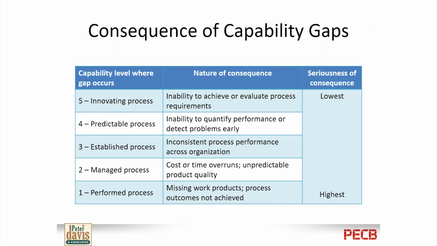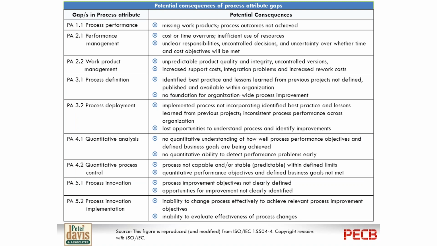So in the furthest left, you can see that there's our capability levels from perform process all the way up to innovating. I didn't put incomplete process because that would be the highest. But you can see that the seriousness of consequence goes down as we go up. So it's the highest when it's only perform, and it's the lowest when we have innovating. And you can see some nature of the consequence in the middle. But here's a more comprehensive list that came from the ISO 15504 and has been slightly modified to meet project management.